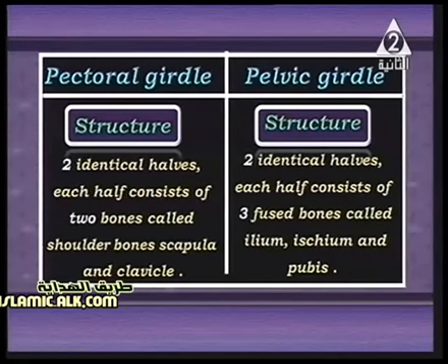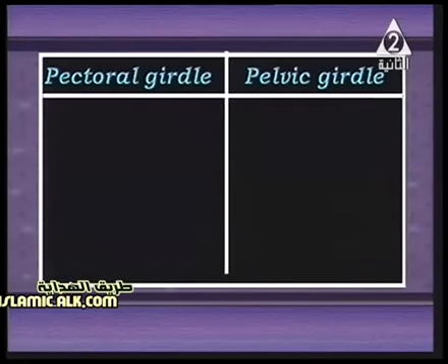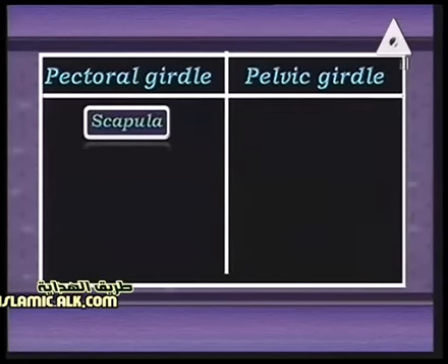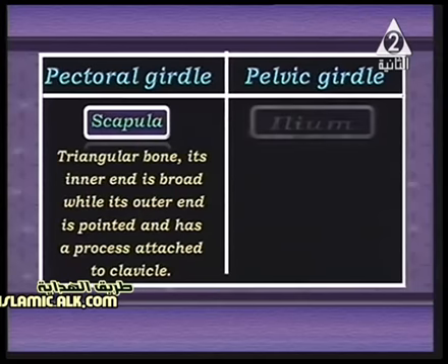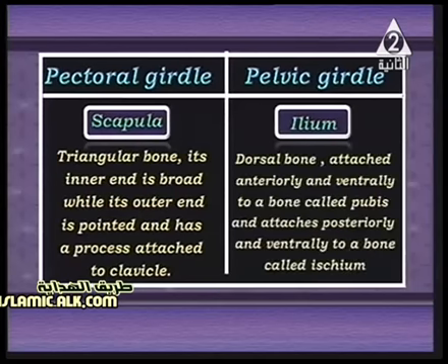Starting with the scapula, it is a triangular bone. Its inner end is broad, while its outer end is pointed, and it has a process attached to the clavicle bone. Ilium in the pelvic girdle is a dorsal bone attached anteriorly and ventrally to a bone called pubis, and attached posteriorly and ventrally to a bone called ischium.